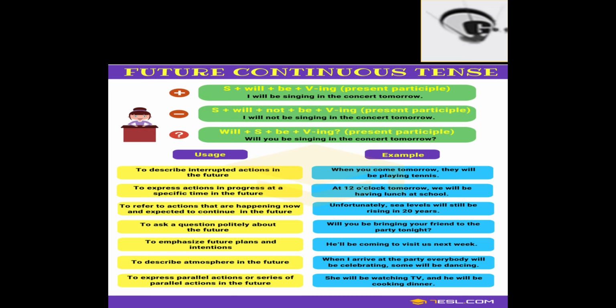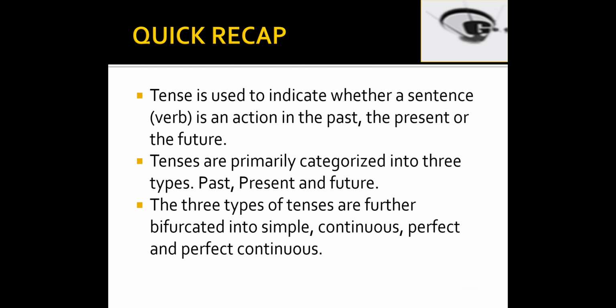And lastly, it is used to express parallel actions or series of parallel actions in the future. For example, she'll be watching TV and he will be cooking dinner. I hope all the tenses are clear to all of you.